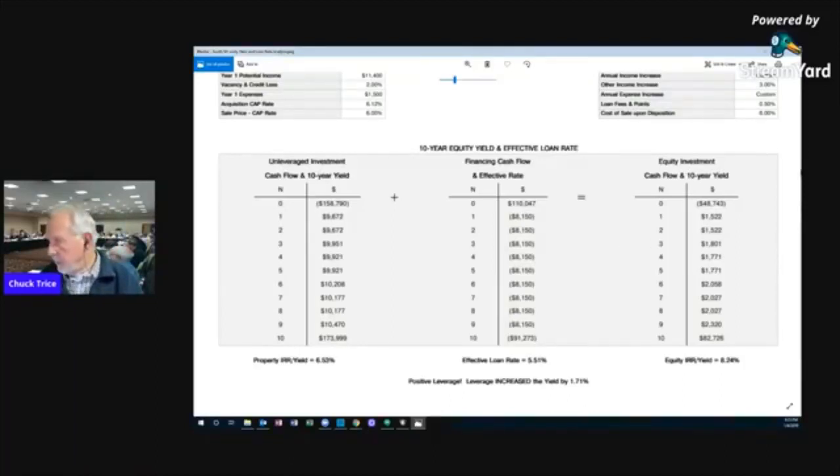But my equity investment, which I'm holding for 9 years, with points and fees is $48,000. And when I sell the place, I'm going to get 8.24%. So you can see that debt increased my yield by 1.7%, nearly 2%. And that's pretty good on a rent house, because rent houses usually sell with a much lower cap rate, which means a much higher price.